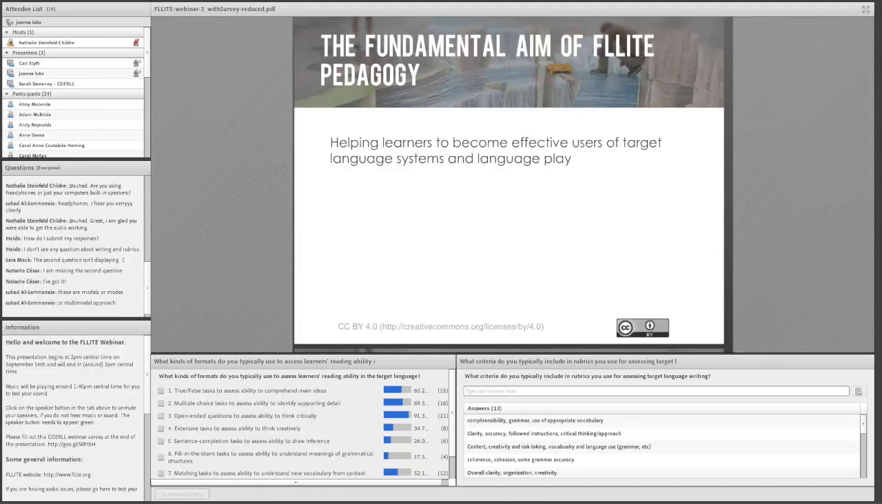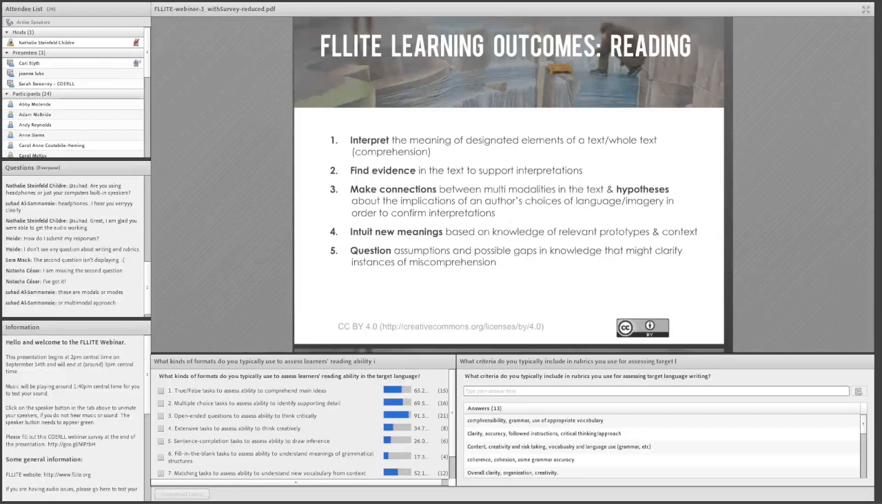So, all right, learning outcomes for reading. There are five, essentially, and the first is about interpreting, so the can-dos: interpret the meaning of designated elements of a text or whole text, right? This is just basic comprehension, something that we all assume as a learning outcome for reading. The second is find evidence in the text to support interpretations. This is also commonly utilized. But now we start getting into other areas that are perhaps more specific to FLLITE.